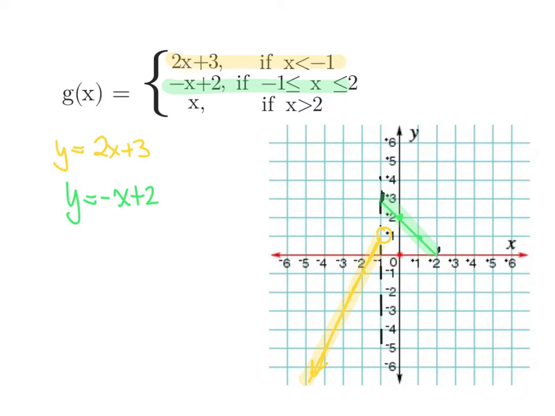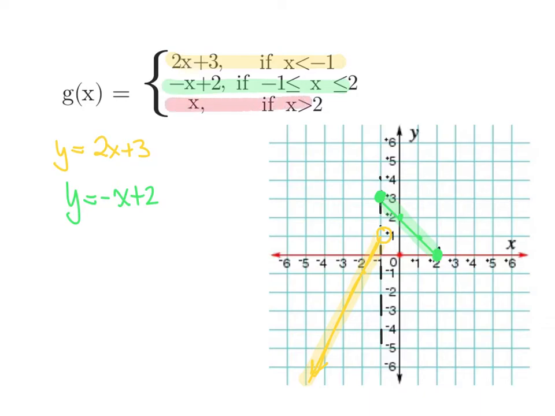Before we move on to the last part, we need to identify what's happening at the endpoints, and it says that x is greater than or equal to -1. So since it can equal -1, we're going to use a closed circle, the dot, on this endpoint. That's saying that if x is equal to -1, we're going to be on the green line, not the yellow one. And if x is less than or equal to 2, then we're also going to be on the green line. So we're going to use our dot on this endpoint as well. And finally, we can move on to our third piece.